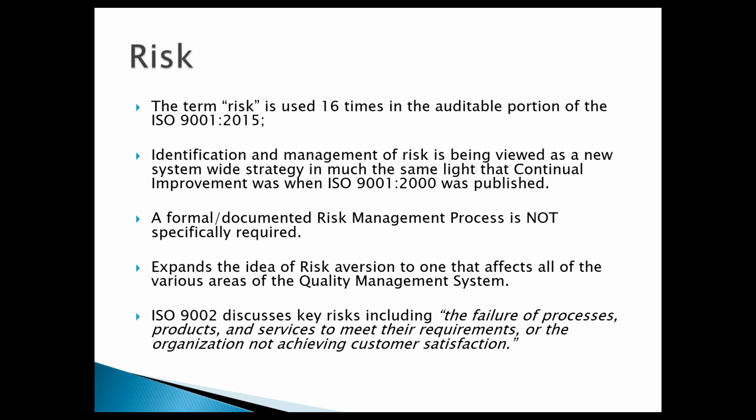And one of the things that is emphasized is you don't have to have a formal risk management process. The idea is that risk aversion is something that's going to impact all the various areas of your quality management system. 9002 provides a little bit of guidance here in saying that the failure of your processes, products, and services to meet requirements or not achieving customer satisfaction, those are key risks. Those are the key risks that your system should focus on.